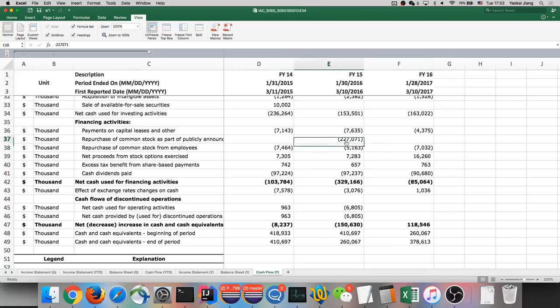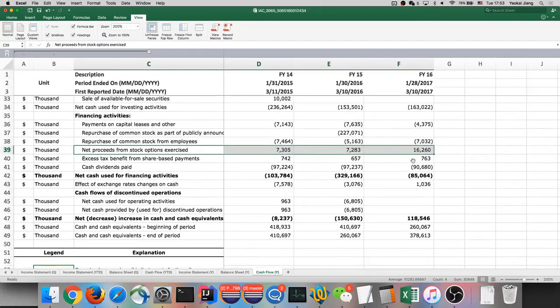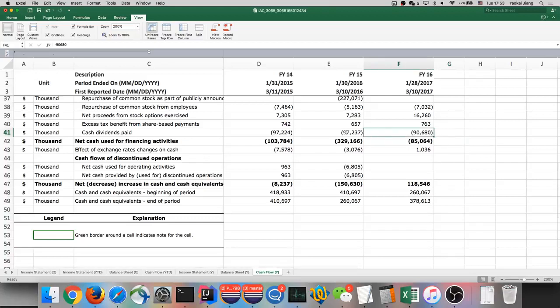Repurchase of common stock from employees, it's the same thing. Let's say some of us bought a bunch of options early, exercised a bunch of options, and leave, and then you have to pay it back. Well, the company will buy it back, and that's a cash item. And net proceeds from stock options exercise is the same thing. So some employees had some stock options and then actually pay the company to buy the stock. That actually goes in, so cash goes into the company and that gets recorded. Excess tax benefit, some pretty miscellaneous stuff. Cash dividend is the amount of money that is paid out to shareholders. So shareholders get paid, the company reduces money.